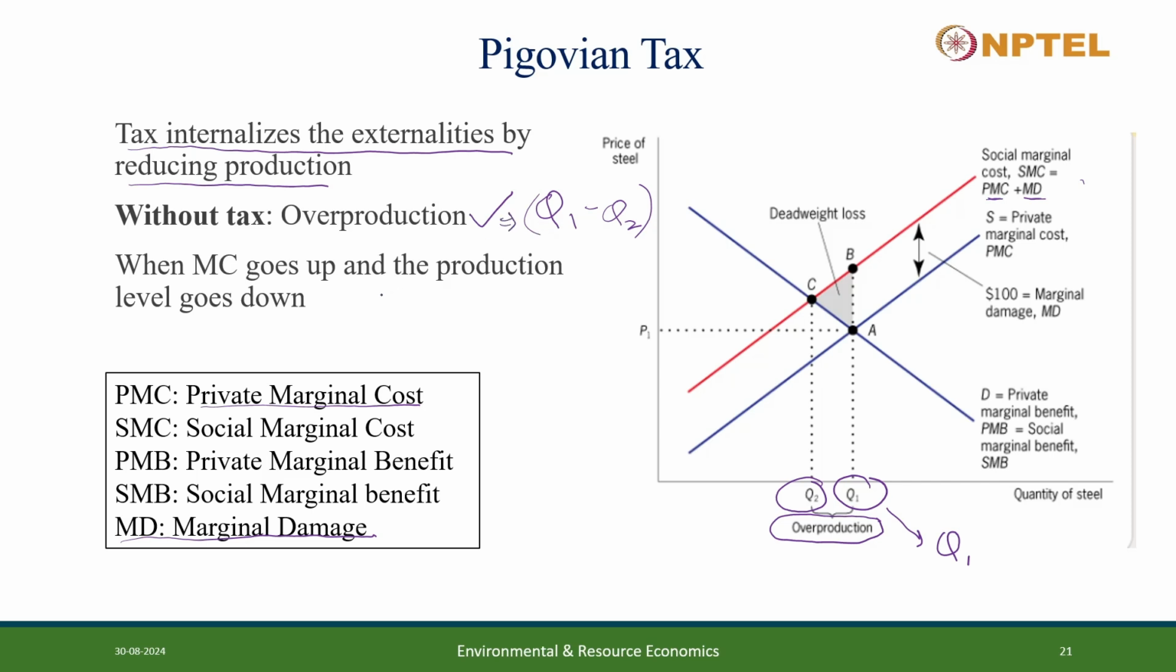And marginal cost goes up when the production level goes down.